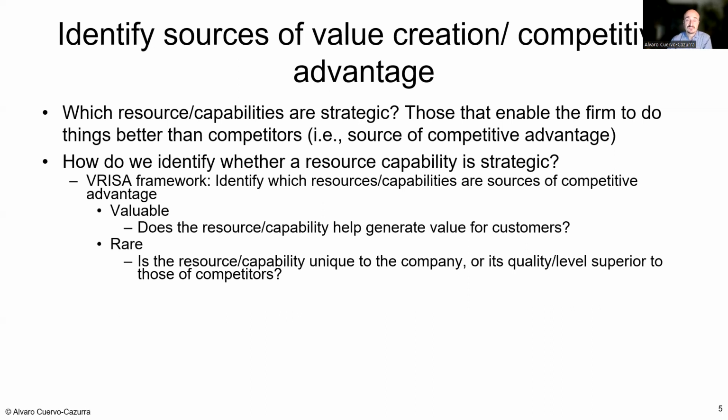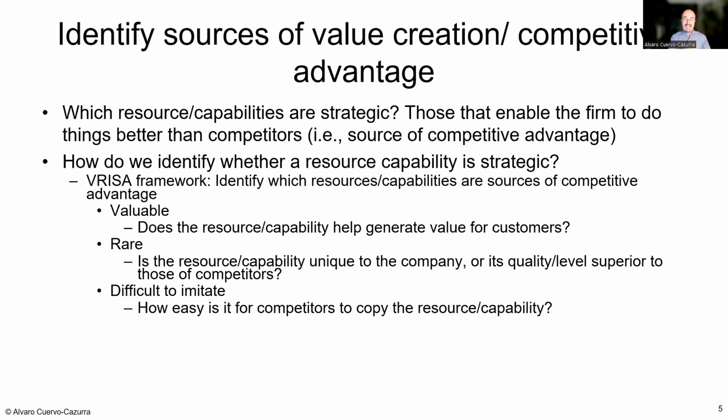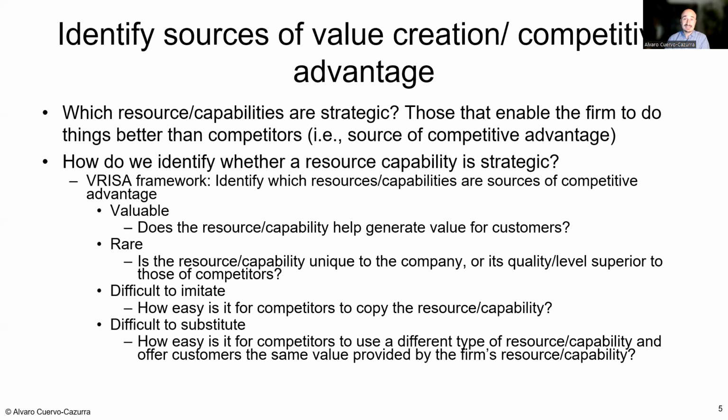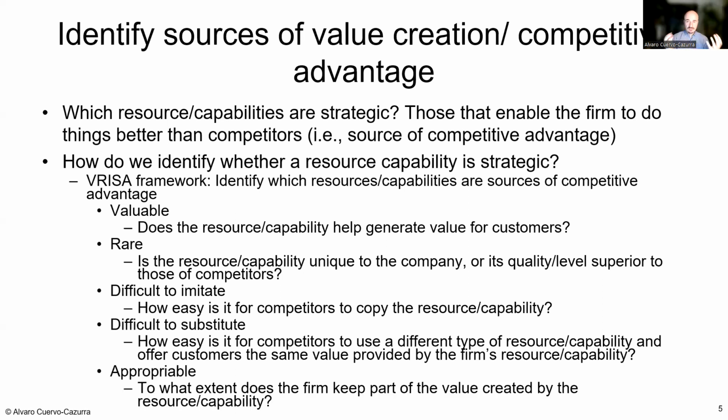Next two characteristics: difficult to imitate. Can other competitors replicate, do the same thing that I'm doing? Can they get the same resources? Can they run the same processes as I am doing? And the fourth one is, well, they cannot do it the same way, but they can find alternative ways to achieve the same outcome, not quite a replication, but an alternative way of doing it. And then finally, appropriable: of the value that I have created, can I capture some of that value that has been generated by this resource or capability?